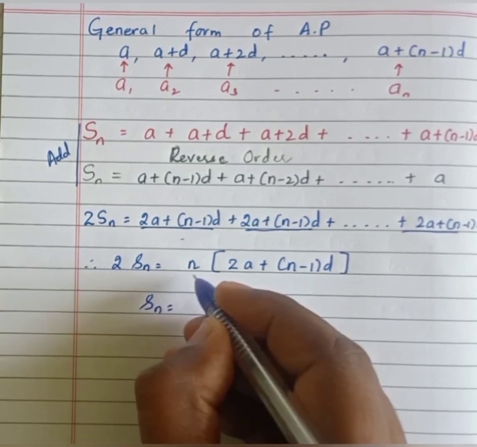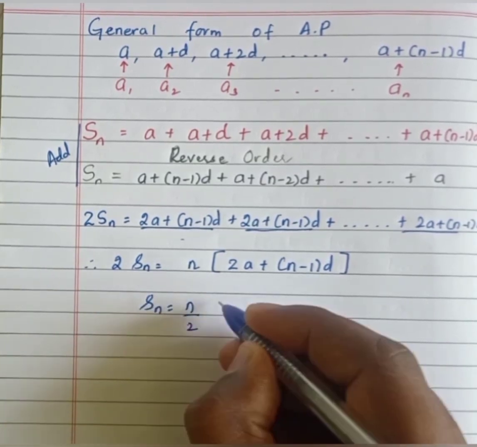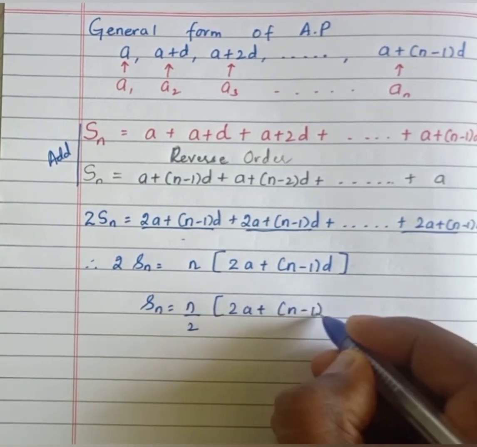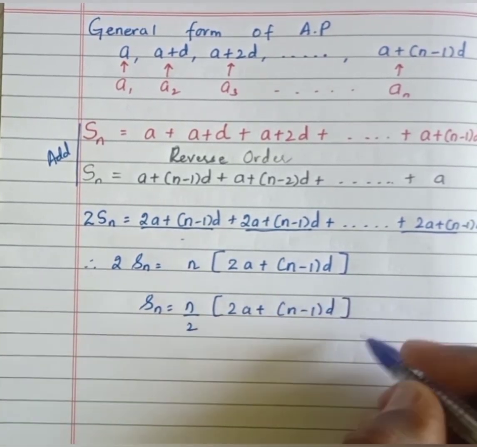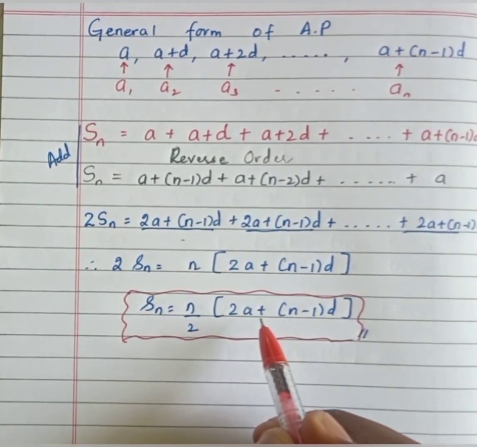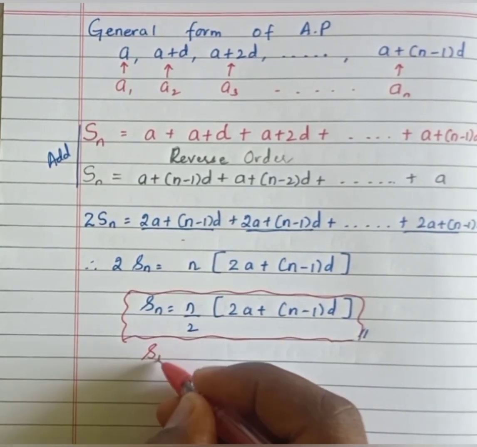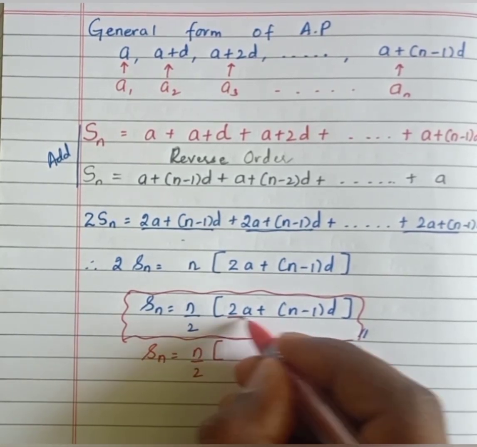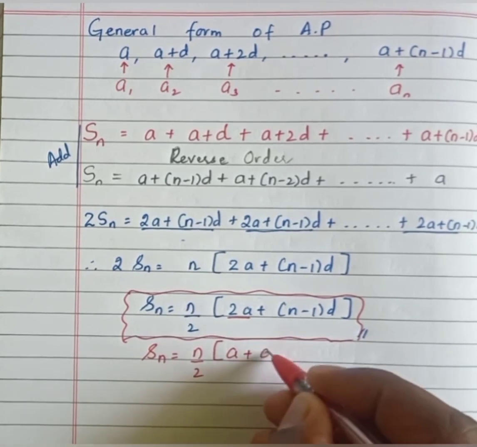Now Sn equals n by 2 times (2a plus (n minus 1) into d). This is the formula to find the sum of n terms of an AP. The sum of n terms of an AP is given by the formula Sn equals n by 2 times (2a plus (n minus 1) into d). Now I will split 2 as a plus a.